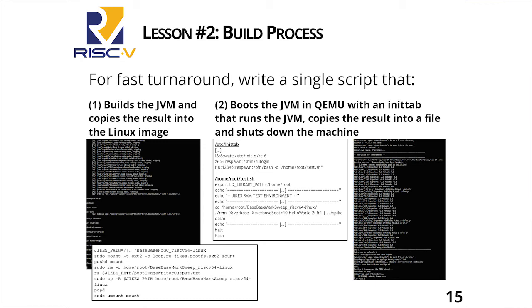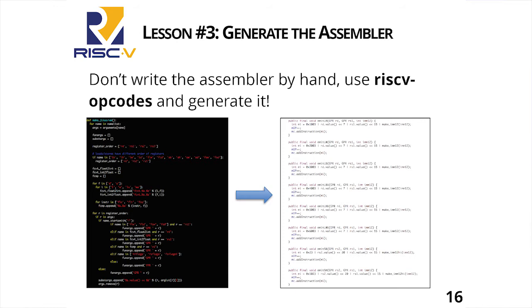Once you have that, the next step is to actually build the JVM. And what we found to be very useful is to early on write a script that basically automates this entire process. It builds the JVM, it puts the JVM into that image generated by Poky, boots that image in QEMU, runs the JVM, pipes the result into a file, shuts down the machine, and gives you your output. Here are a couple of examples for those kinds of scripts. It's a very short thing to set up, but it's very, very useful because it gives you a very fast feedback loop.